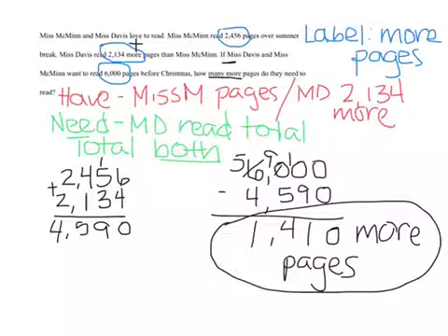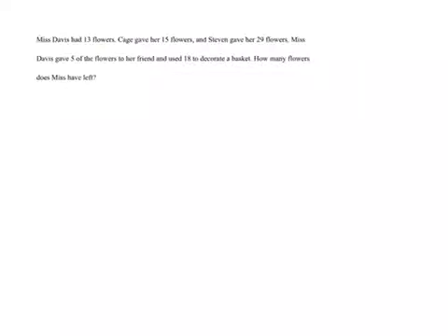If you want to stop here, that's perfectly fine. I'm going to do one more problem all the way through just to make sure that you're feeling comfortable. Okay, this next problem says Miss Davis had 13 flowers. Cage gave her 15 flowers, and Stephen gave her 29 flowers. Miss Davis gave 5 of the flowers to her friend and used 18 to decorate a basket. How many flowers does Miss Davis have left?